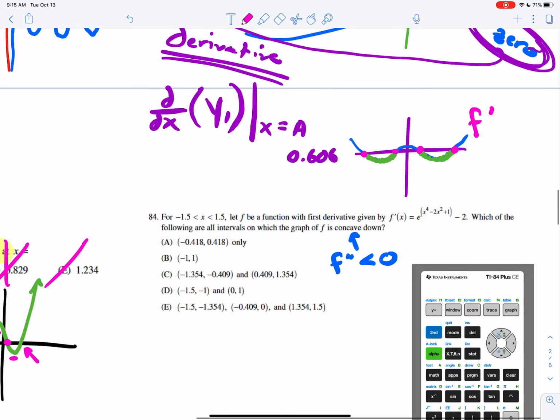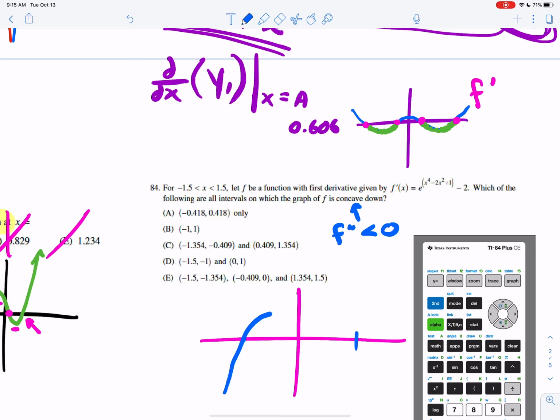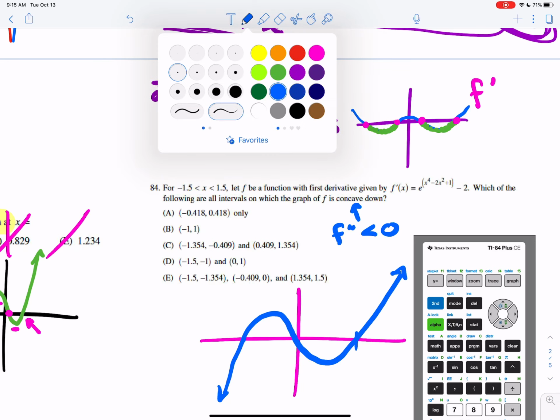Ooh, good thing I didn't. Ooh, okay. Mr. Lee slipping. Okay, so if you graph the second derivative, it should look like this. Okay, let's try this one more time.